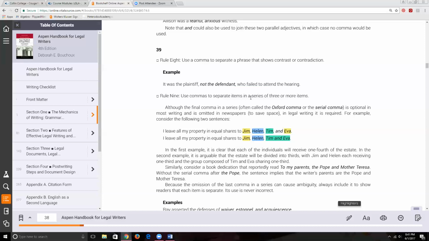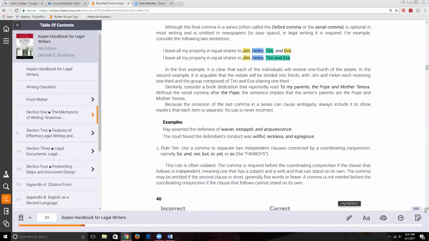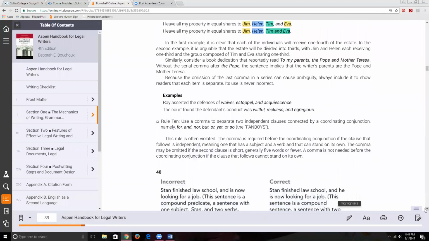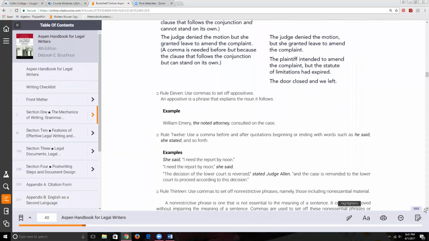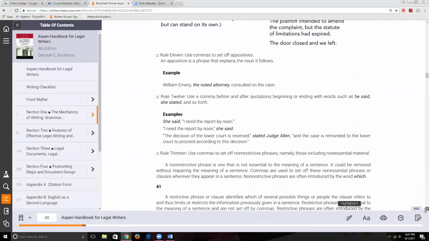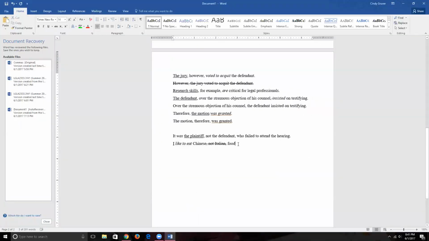Okay, we have done Rule 9 in our last video, so I'm going to go on, and I'm going to skip Rule 10. And we're going to go on to Rule 11. Rule 11 is the rule about appositives. An appositive is a restatement of the noun or pronoun that came directly in front of it. Okay, so let me just give you an example.